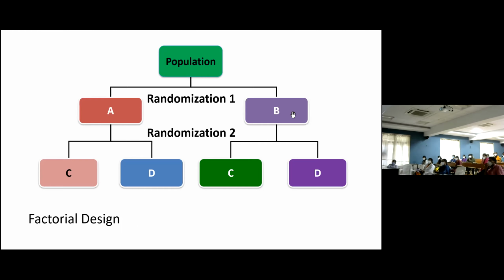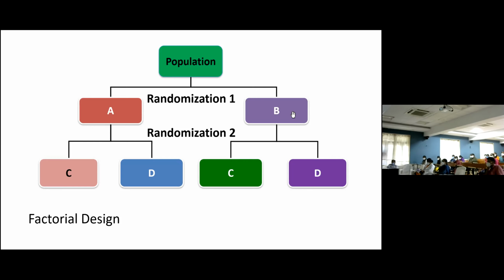So there are multiple levels of randomization. First level, you can randomize them into A and B, and take A and further randomize them into C and D, and take B and again give them C and D. For example, you have COVID patients, a population, have a random remdesivir, no remdesivir. Among those with remdesivir, have plasma, no plasma. Again, among those without remdesivir, have plasma, no plasma. That is called a factorial design.